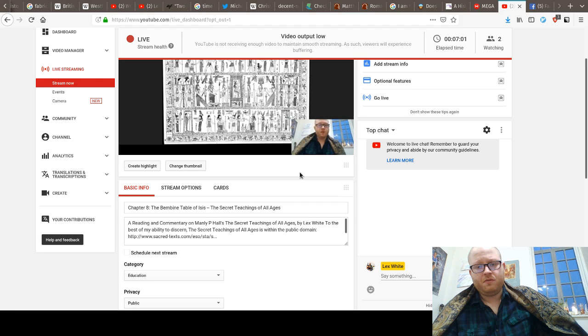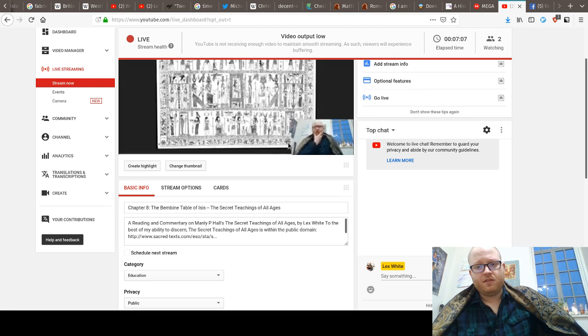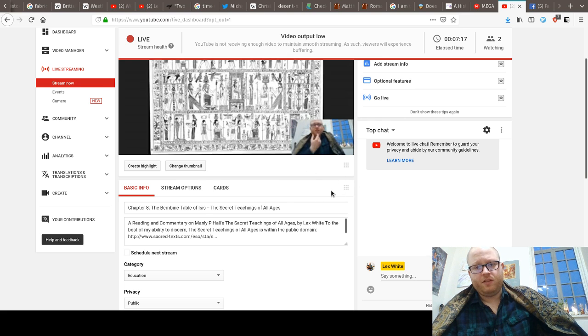These are planets. This is the sun. And here we have Mercury, Venus, Mars. And then we have the moon, and we have Jupiter and Saturn. I may have gotten those two reversed. I believe it's Jupiter and Saturn.